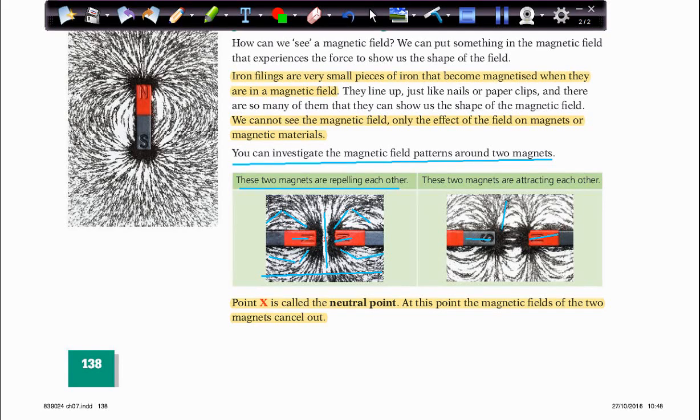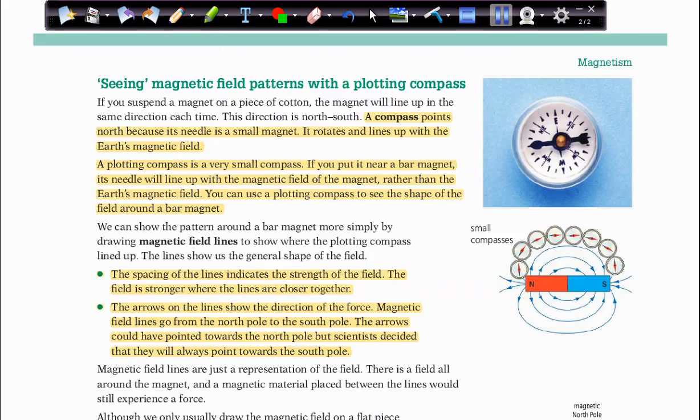Because here they are attracting at this point, and they are going in different directions. Point X is called the neutral point. At this point, the magnetic fields of the two magnets cancel out. They are repelling, so they are canceling each other out. So we call it the neutral point. So we saw now the magnetic field patterns with iron filings.